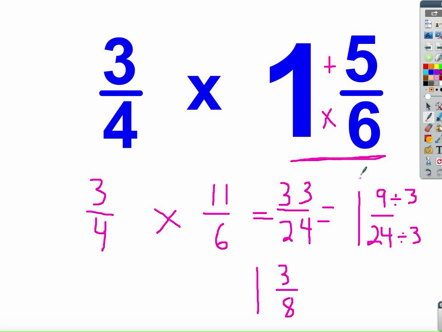So when you multiply mixed numbers, you have to change them into improper fractions first. This one's already a fraction, so we didn't need to change it. And if you have a whole number, you have to put a 1 underneath it.